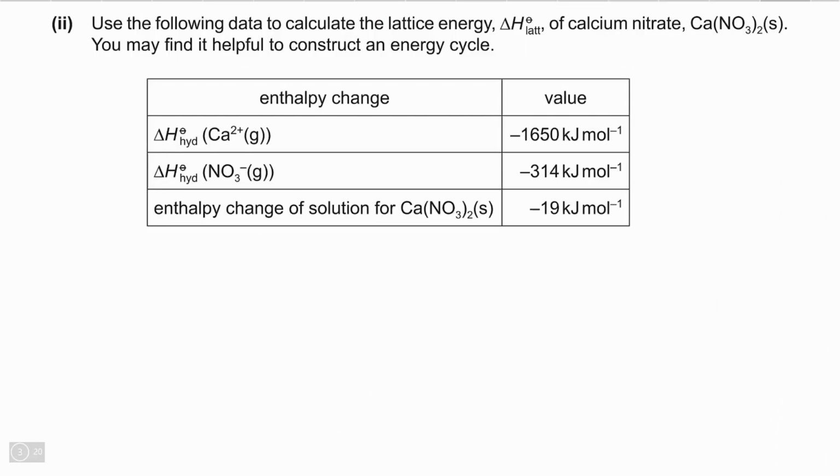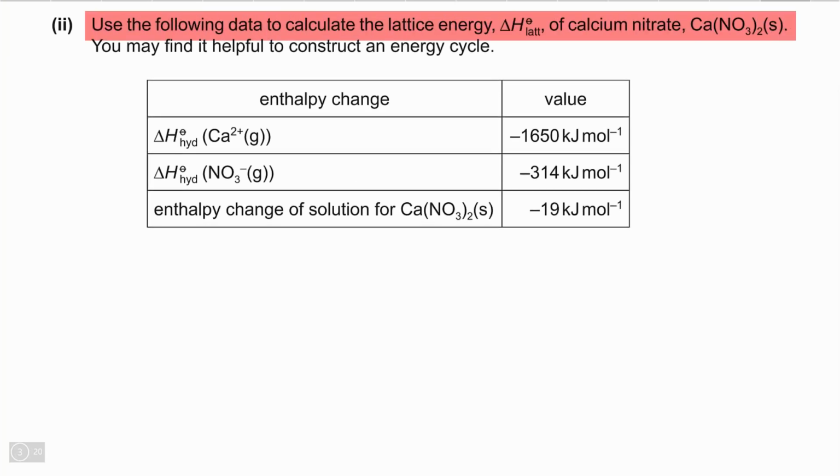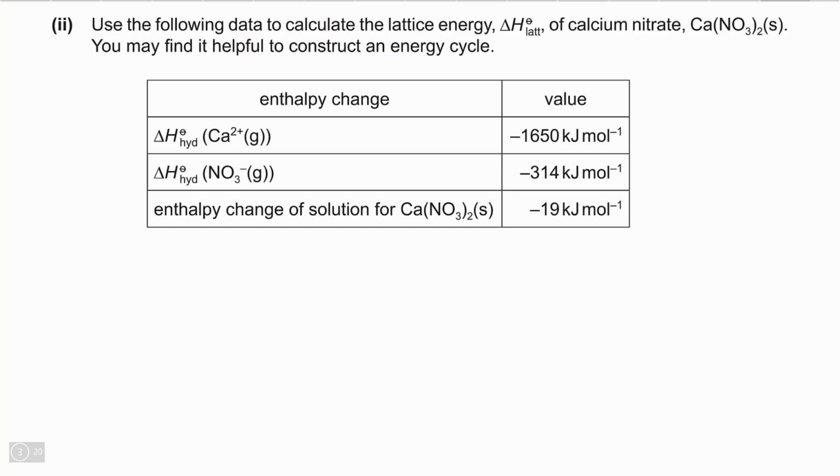October-November 15, 4-2 variant, question number 1, part C. Here is a question regarding the enthalpy cycle. Use the following data to calculate the lattice energy of the calcium nitrate solid. You may find it helpful to construct an energy cycle. The given values are the hydration enthalpy of the calcium ion, hydration of the nitrate ion, and enthalpy change of solution for the calcium nitrate solid.